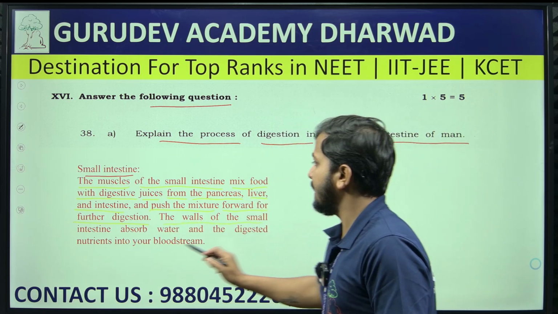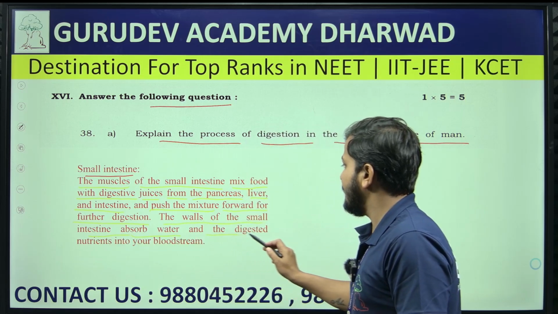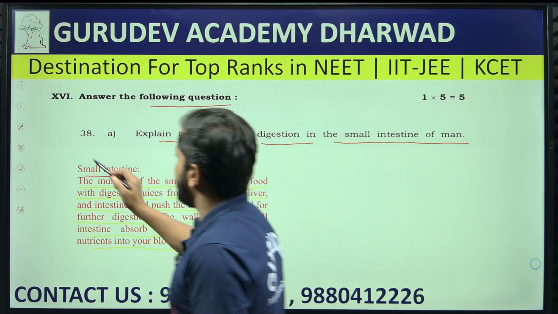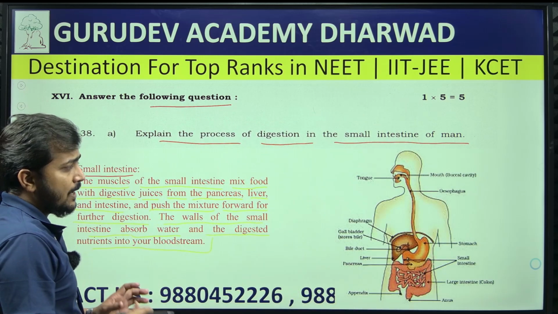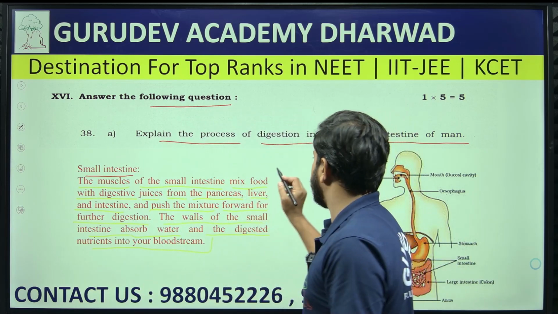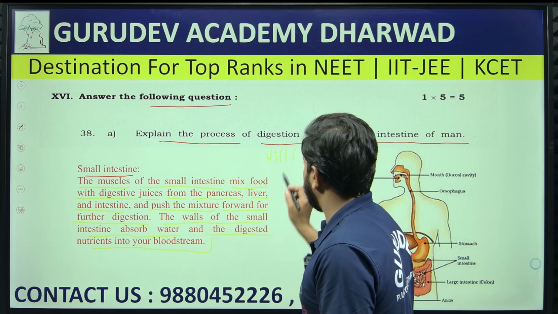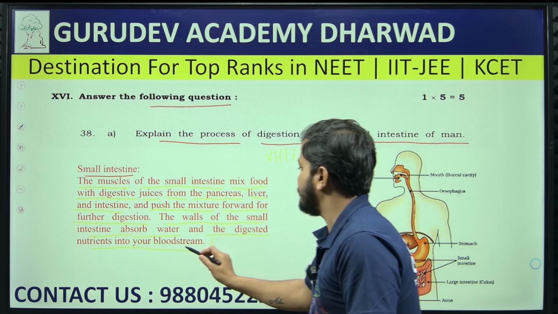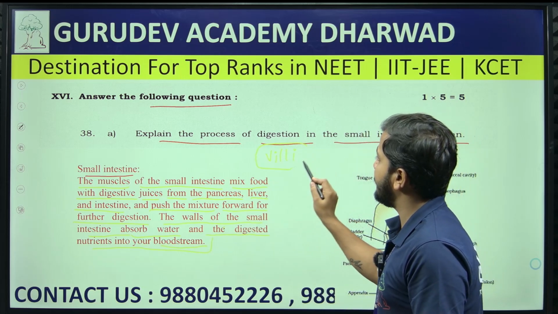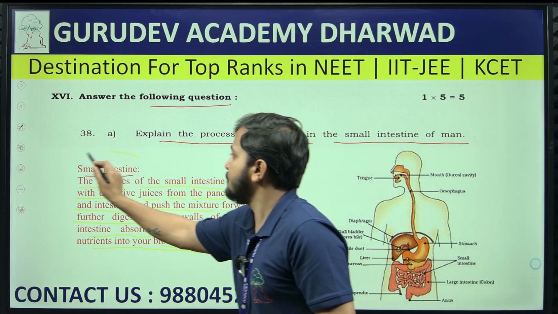The walls of the small intestine absorb the water and the digested nutrients into our bloodstream. In the small intestine, we find finger-like projections, which we call villi. The digested nutrients enter the bloodstream through the villi. Villi are present in the small intestine.